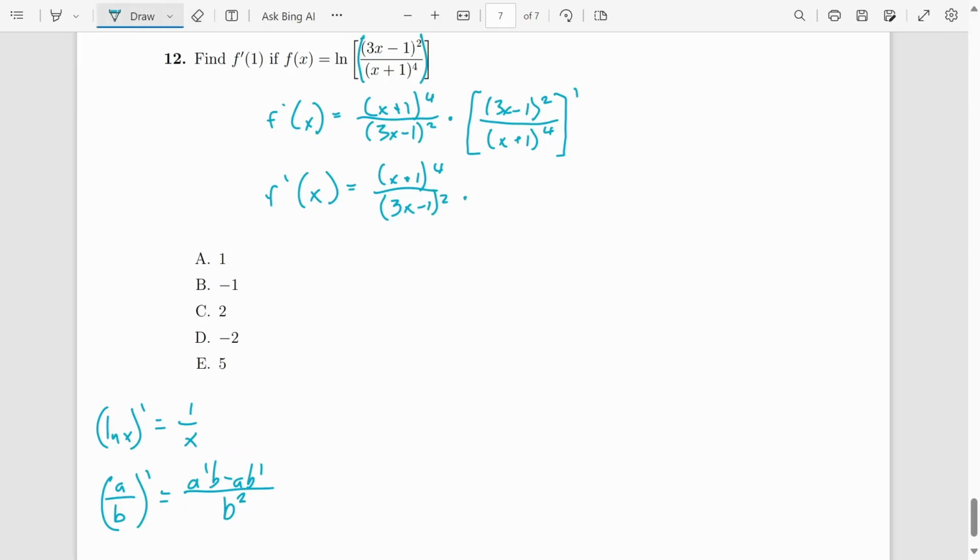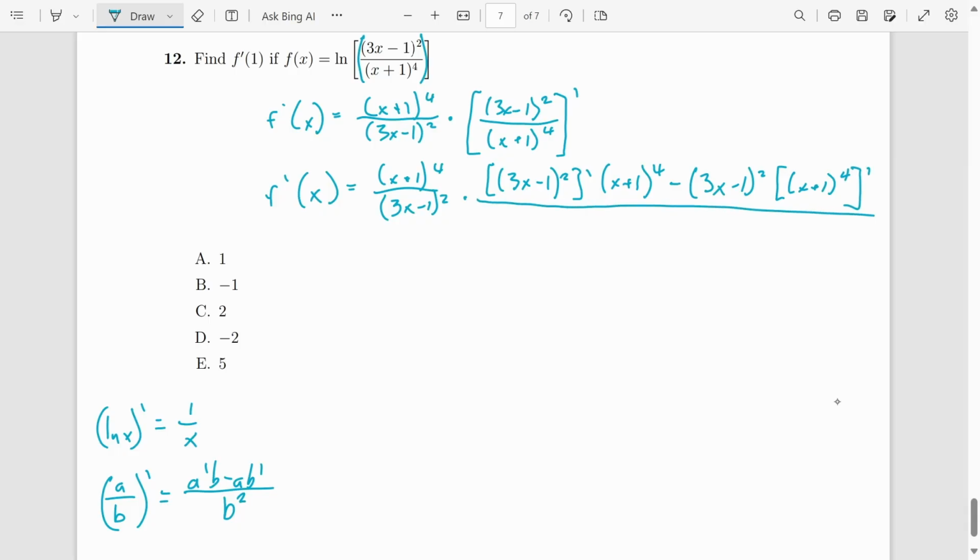So doing that, we'll get a prime, that is the derivative of (3x minus 1) squared. So we're just going to write (3x minus 1) squared prime. Let me make those brackets match. There we go. Times b, so (x plus 1) to the 4th, minus a, that is (3x minus 1) squared, times b prime, so the derivative of (x plus 1) to the 4th. And this is all over b squared, so underneath is (x plus 1) to the 4th squared. So we've done one more step.